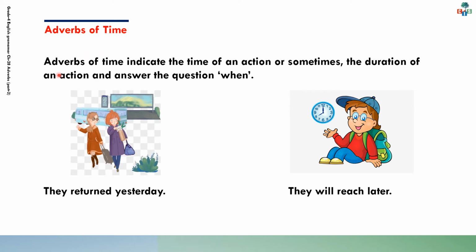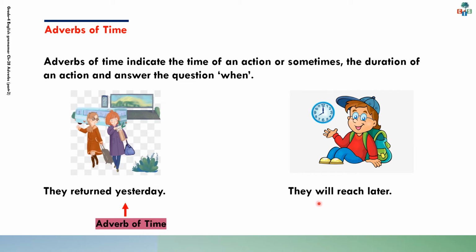Adverbs of time. Adverbs of time indicate the time of an action or sometimes the duration of an action and answer the question when. It means children, adverbs of time tell us when or at what time an action is done. For example, they returned yesterday. Now, if you want to identify an adverb of time in a sentence, ask the question with when. When did they return? They returned yesterday. So, yesterday is an adverb of time in this sentence.